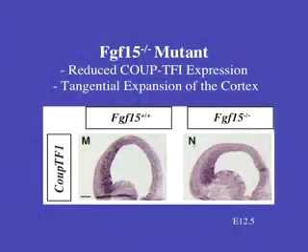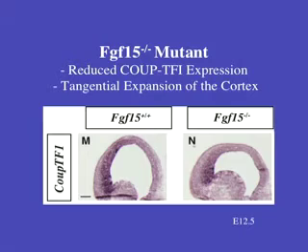And when we look 3 days later in the developing cortex, here we see COUP-TFI high ventral, low dorsal, as I've said many times. But in the FGF-15 mutant, the COUP-TFI gradient becomes much more shallow. We still have it down here ventrally, but the level of expression dorsally goes way down. So indeed, FGF-15 promotes COUP-TFI expression.